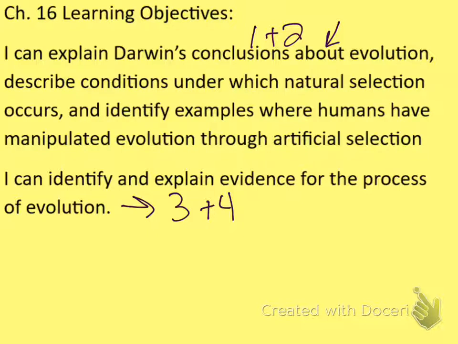So today we're going to focus on a slightly smaller piece, talk about Darwin's trip, his conclusions about evolution, and how he identified and described the process of natural selection. And then next time, we'll talk about his process and evidence for evolution.